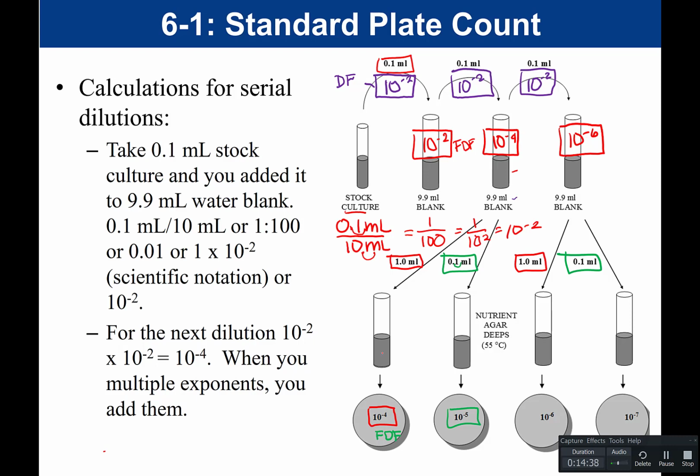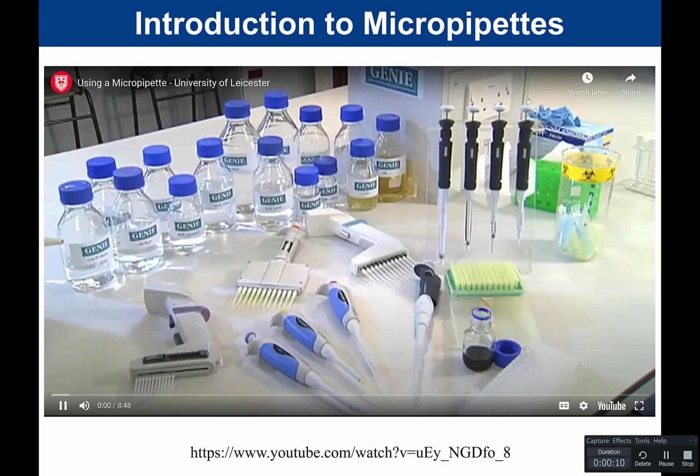So what I need to show you next is how we use what we call a micropipettor. A micropipettor is used to transfer small volumes because notice we're going to transfer 0.1 milliliters. So we need to look and see how we use a micropipettor to transfer small volumes.